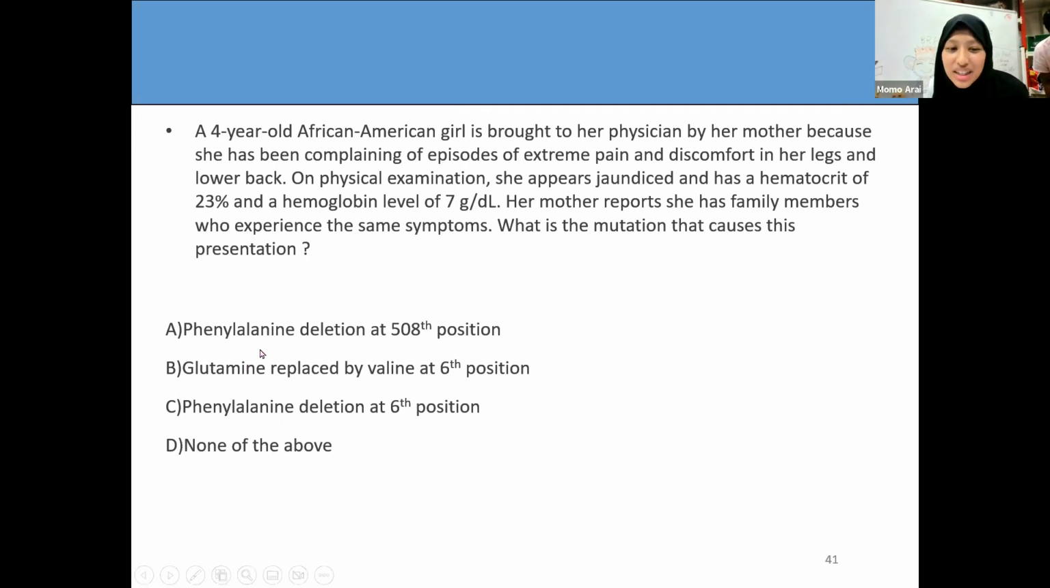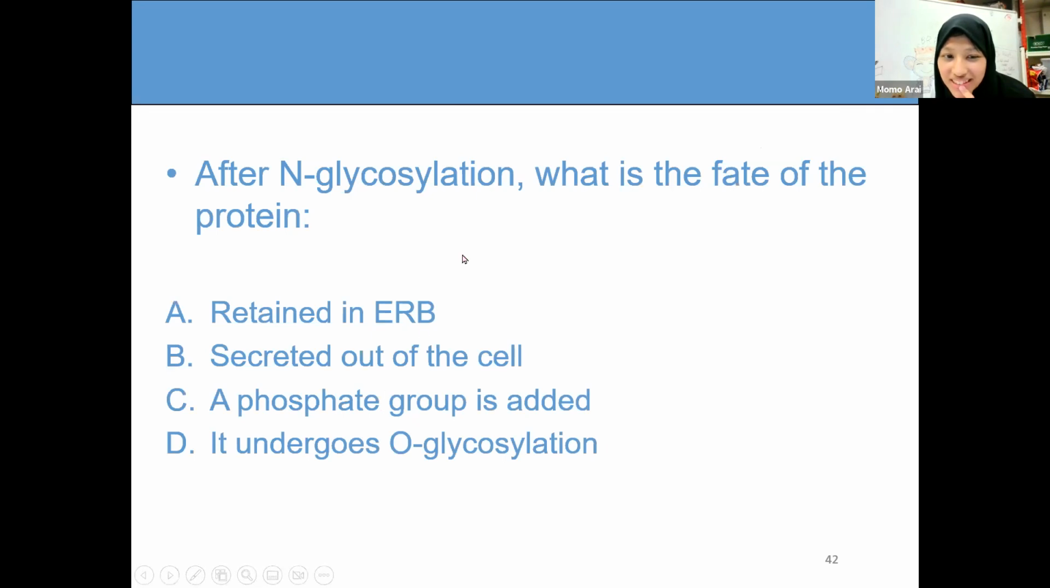So can anyone tell me what A is? When phenylalanine gets deleted at the 508th position, it's cystic fibrosis. Yeah, cystic fibrosis. And C is just wrong. Okay, good. So there's one more question. There are a few more questions, but after N-glycosylation, what is the fate of the protein?